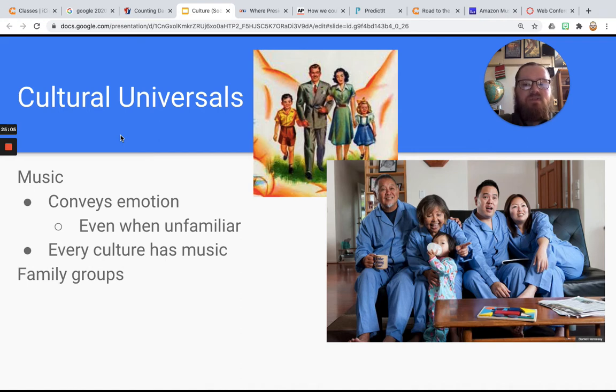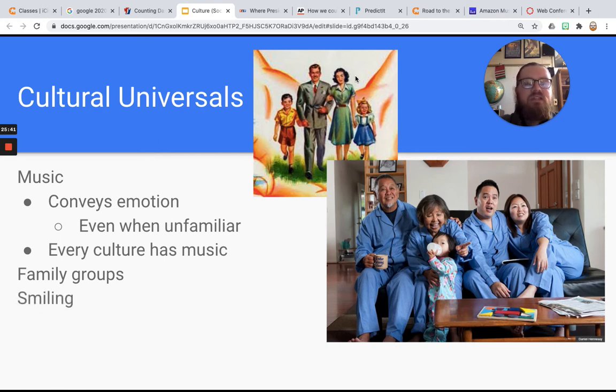Another cultural universal is the family group. Family groups also look different from culture to culture, from society to society, but every culture has a notion that the family is important, and different ideas about what the family group looks like. So in this image, we have the family group of the American nuclear family that kind of rose to prominence in post-World War II America.